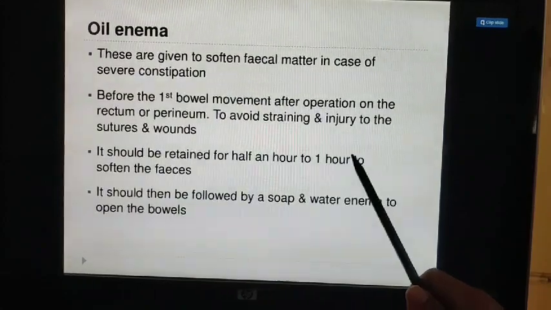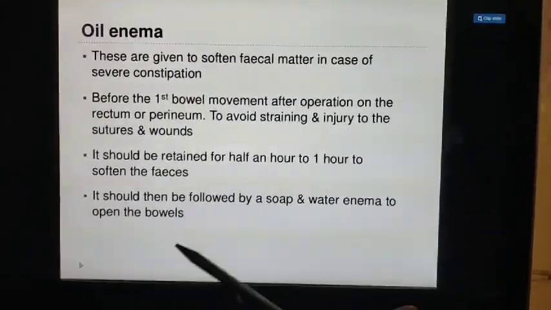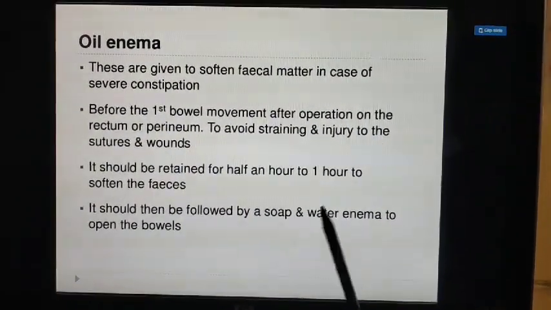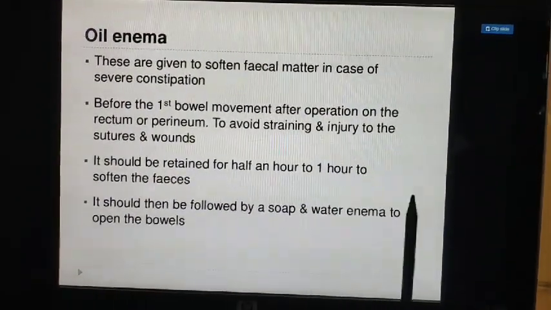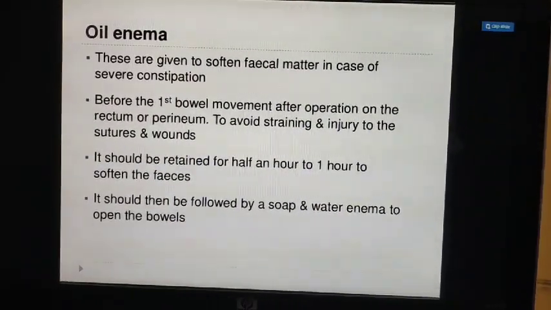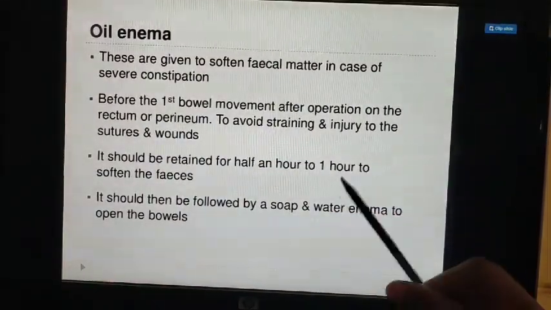Why? Because it will take time to soften the stool, no? So it will take half an hour to 1 hour. But a simple evacuant enema is not like that. A simple evacuant enema takes around 10 to 15 minutes maximum for the bowel wash to happen. But for this oil enema, it will take half an hour to 1 hour.